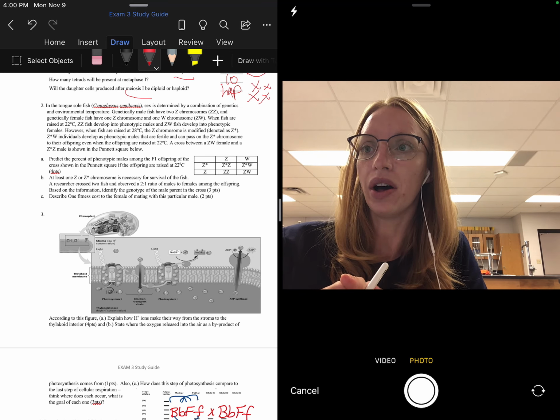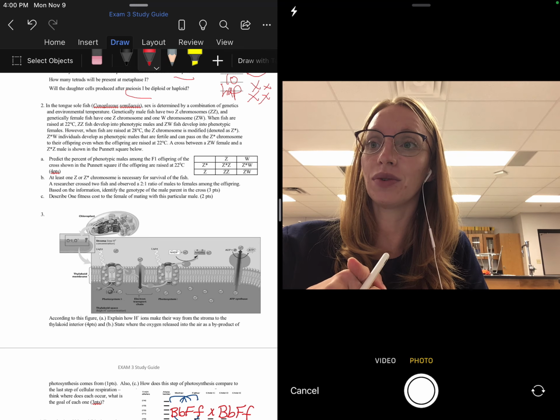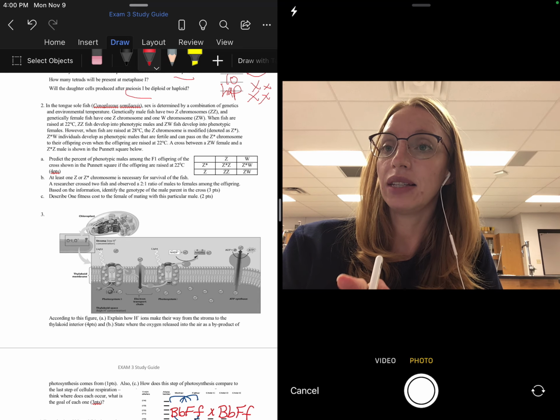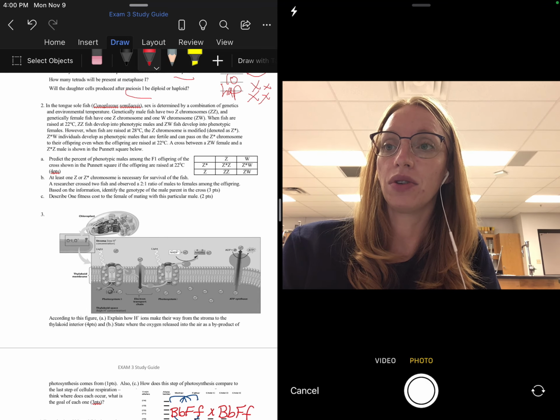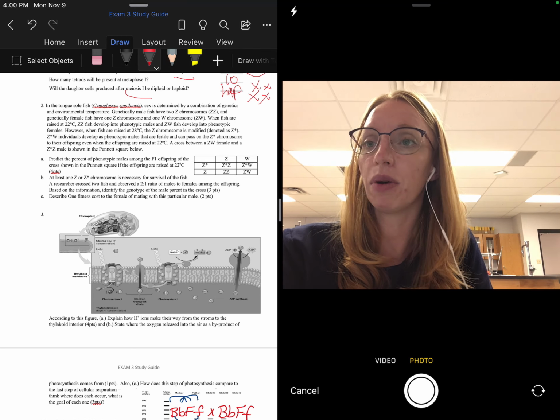So I'm going to say Z mod. If you have Z mod W individuals, they are now males and fertile, and they can pass on that Z mod chromosome to their offspring when their offspring are raised at 22 degrees Fahrenheit. So a cross between a ZW female and a Z mod Z male is in the Punnett square below.